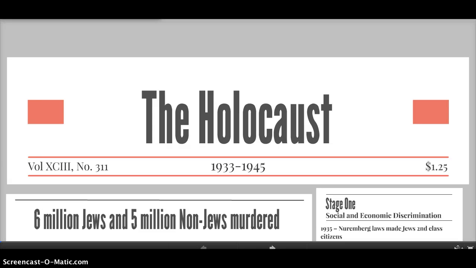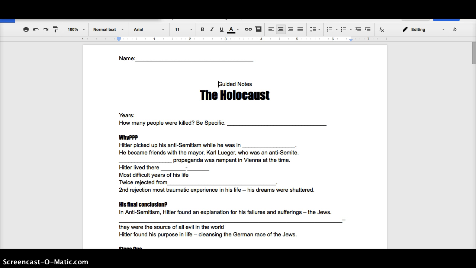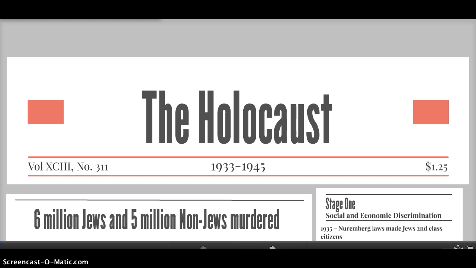Okay, so today we are going to do guided notes for the Holocaust. This is what your notes should look like. You should be able to follow along exactly as I'm doing the presentation. If you need to pause at any point in time, you can, and if anything looks confusing to me, I will go back to the notes and show you where it is.